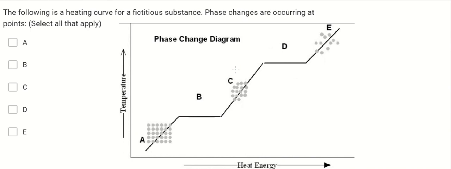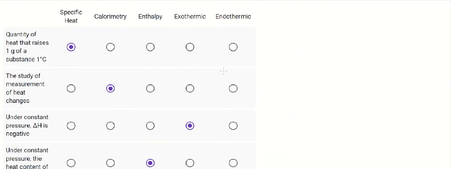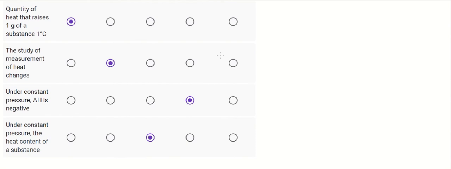All right, are we almost done? Looks like we're almost done. So this is a phase change diagram. Phase changes are occurring at B and D. Those are when you add energy, which is going along the x-axis, and the temperature does not change. So it's B and D. It's called the melting point or freezing point, and the vaporization and condensation. I'll add point D. One more to go, last one. So this one was 1 point each.